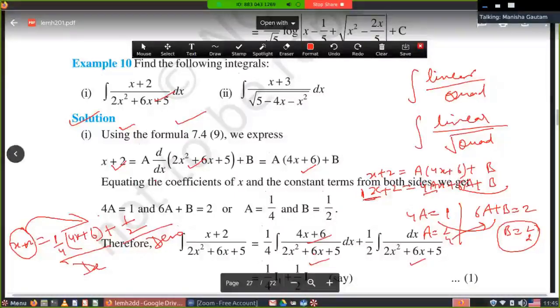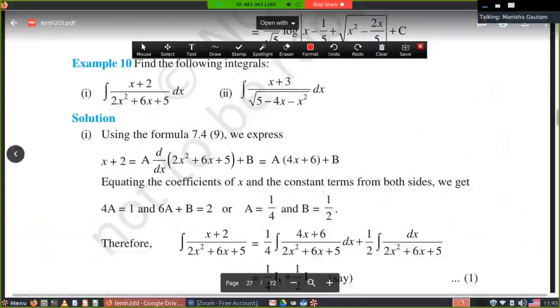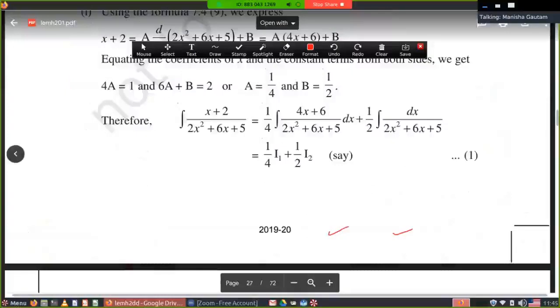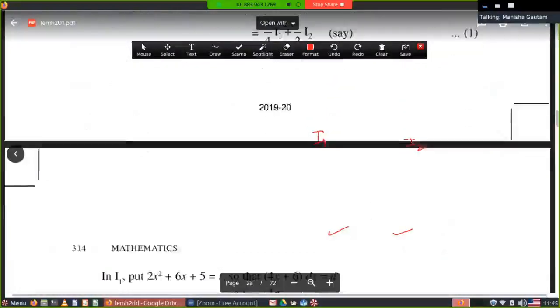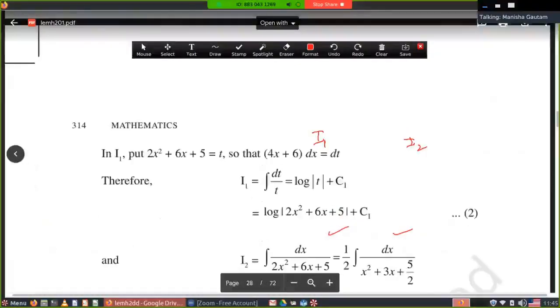Now if these are in standard form, then you can integrate directly. If these are not in standard form, then you have to convert them into standard form. Suppose the first integration is I1 and the second integration is I2. Now we will integrate I1 and I2. Integrate I1: put the denominator equal to t. Its derivative is 4x plus 6, which is the numerator part. So dt upon t, log of t plus constant, and log of t means log of 2x square plus 6x plus 5 plus constant, that is C1.